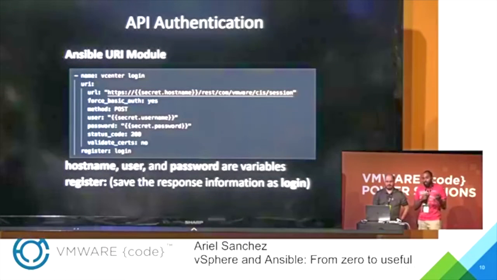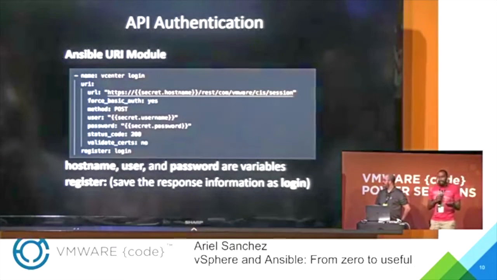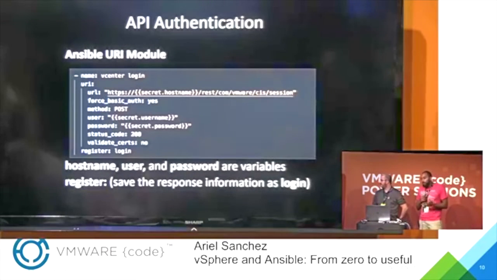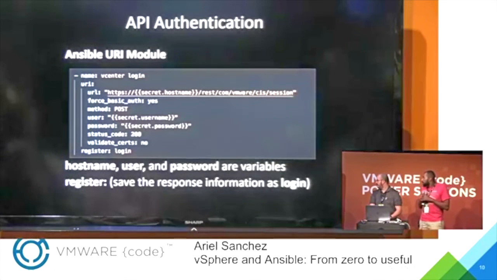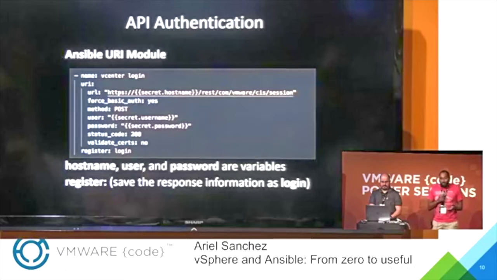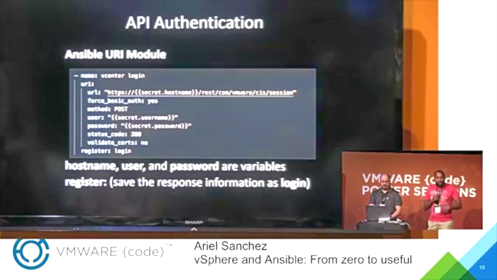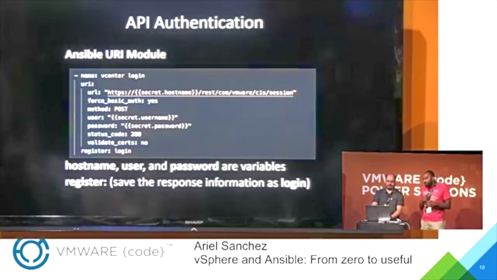So now we're going to use a URI module to authenticate against our API, right? So the one significant thing about this is you can register values, right, to a login, and that persisted through the rest of your modules in the rest of your playbook. You can access that anywhere using those curly brace sort of secret things.